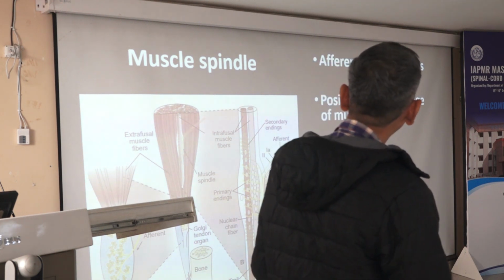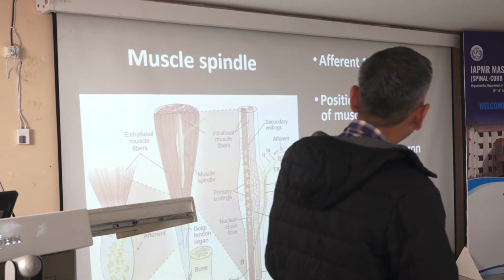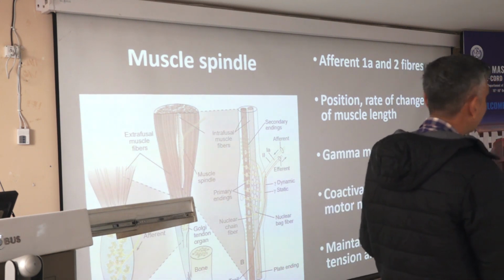So afferent 1A and 2 fibers will detect the rate of change of the muscle length. Then this is very important: the co-activation of the gamma motor neuron along with the alpha motor neuron.